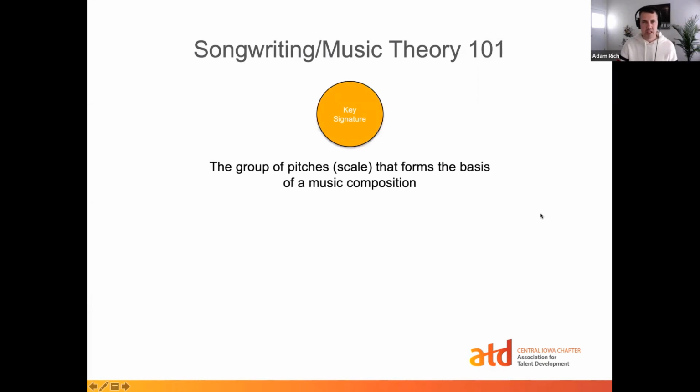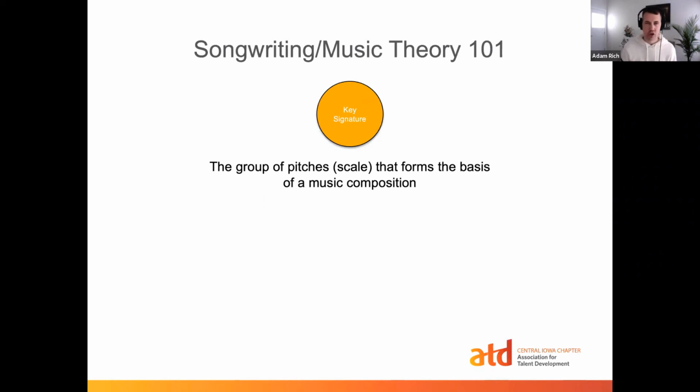So to kick us off, the first thing we want to talk about in relation to GarageBand is the key signature. When you set up a song, you can dictate the tempo of the song, the time signature of the song, how many measures are in the song. But for songwriting and music composition, the key signature is going to be a big driver of which sounds and what chords you're going to use.